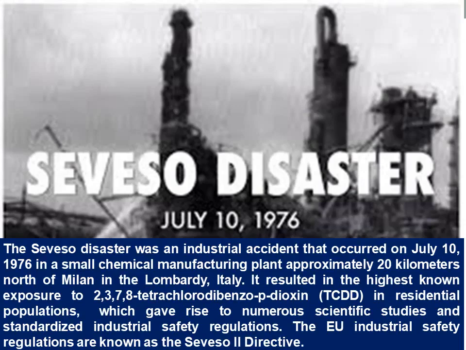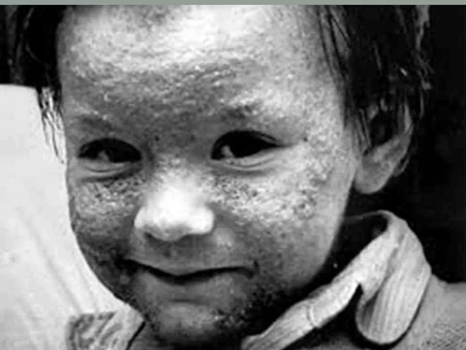The SEVESO disaster was an industrial accident that occurred on July 10, 1976 in a small chemical manufacturing plant approximately 20 kilometers north of Milan in the Lombardy, Italy. It resulted in the highest known exposure to 2,3,7,8-tetrachlorodibenzo-p-dioxin (TCDD) in residential populations, which gave rise to numerous scientific studies and standardized industrial safety regulations. The EU industrial safety regulations are known as the SEVESO II directive. In this picture you can see a child victim of SEVESO chemical industry explosion.